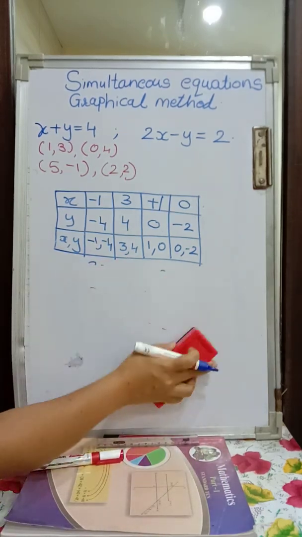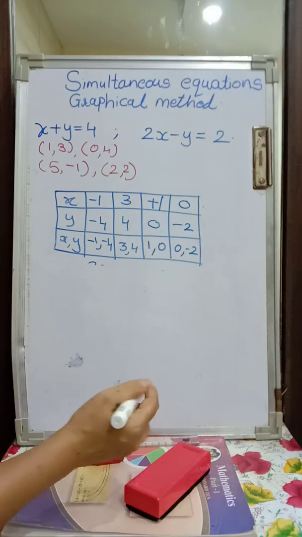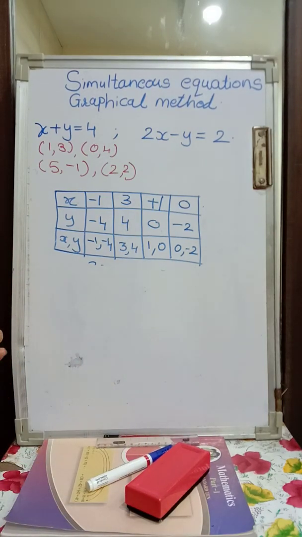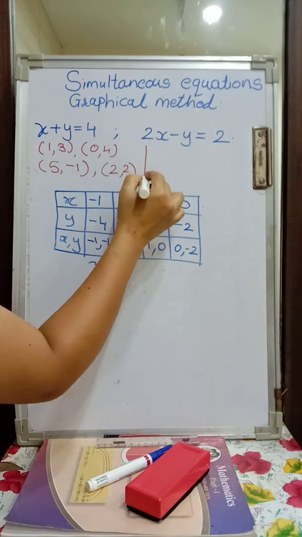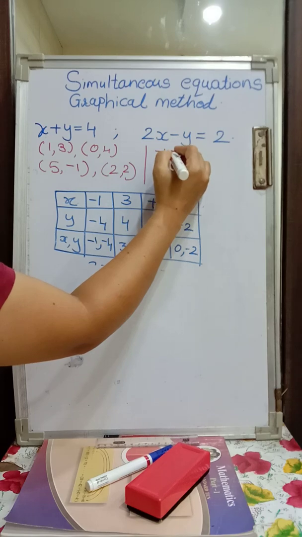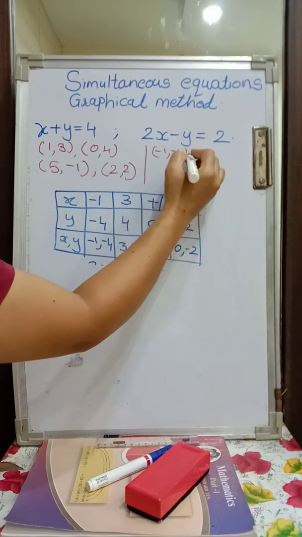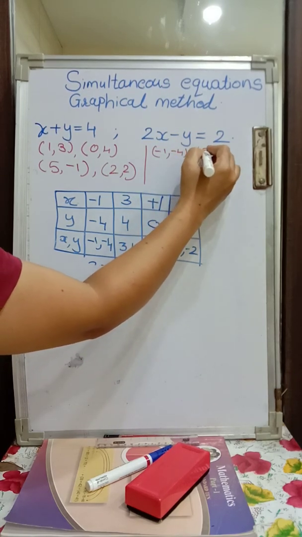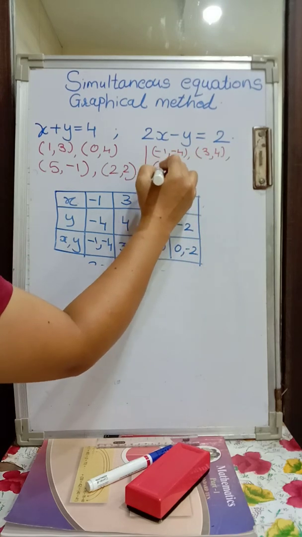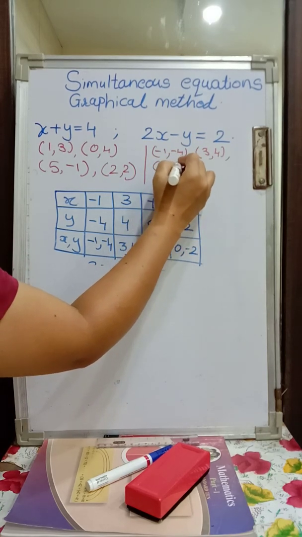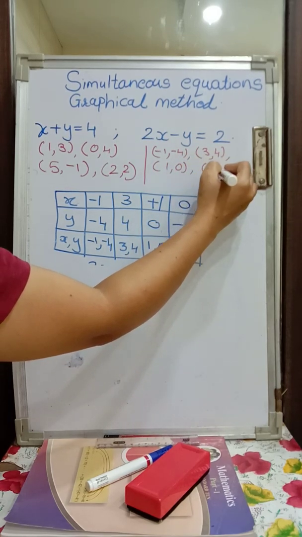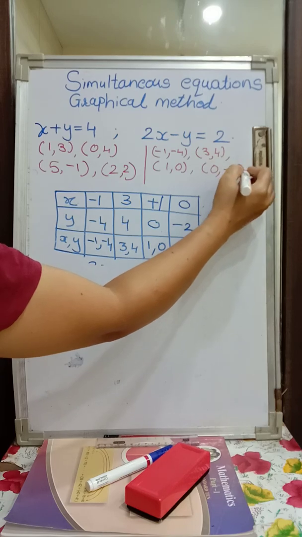Now let us write this quickly again. So the coordinates I am writing again with red over here. So what coordinates did I get for this? Minus 1 comma minus 4. Then we have 3 comma 4. Then we have 1 comma 0. And then we have 0 comma minus 2.